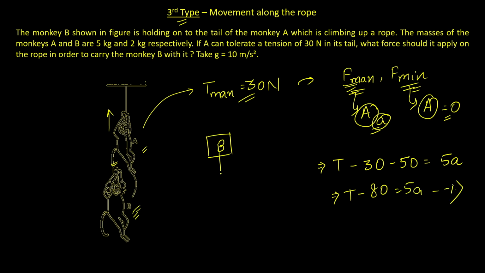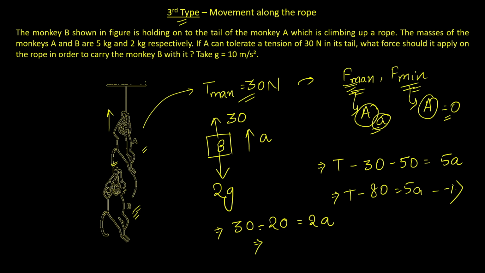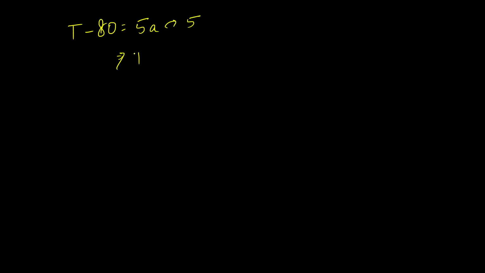For this monkey B, this will be the weight, that is 2g, and the tension will be in the upward direction, 30, and acceleration in the upward direction as a. So that will be 30 minus 20 is equal to mass, which is 2, times a. So that is 10 upon 2, that is a. So a is 5 meters per second square for this monkey B. Now we know a, so just put that a over here: a is 5, T is equal to 80 plus 5 multiplied by 5, that is equal to 105 Newton. So that is the maximum force.